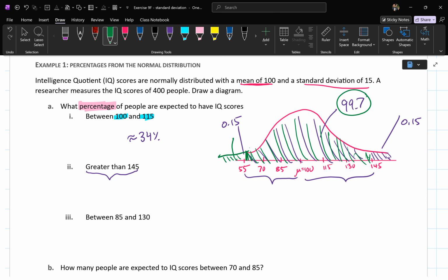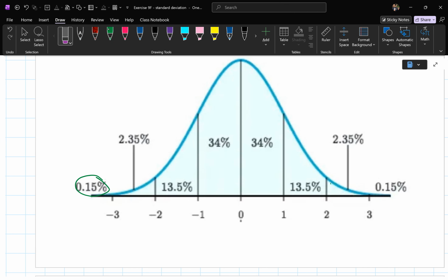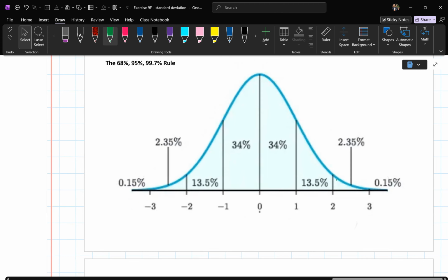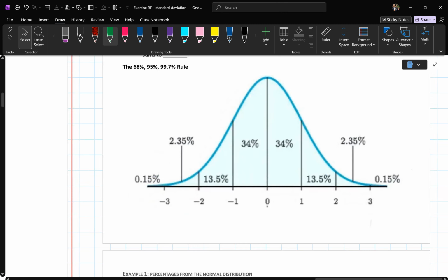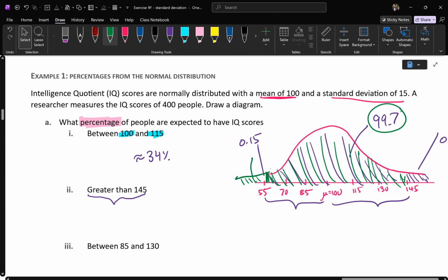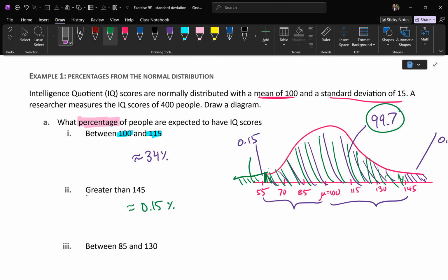That's 0.15. But you could have also looked here, and that also tells you. So you can see after 3 standard deviations and above, it's 0.15%. But I'm showing you how I would calculate it if I didn't memorize this chart. If you don't memorize that chart, you can also calculate it logically. You just need to know 68, 95, 99.7. So now I know greater than 145 is about 0.15%. It's a very, very small number.